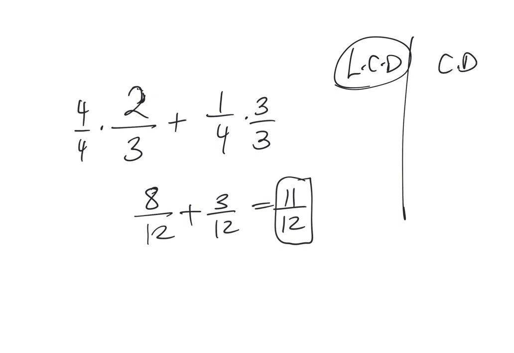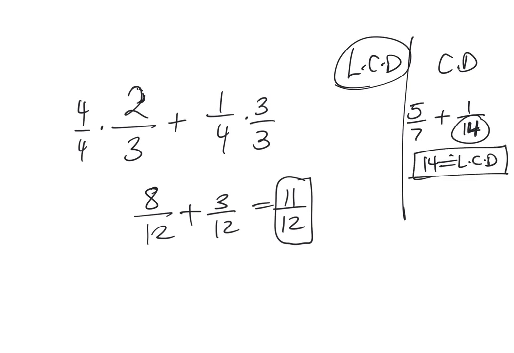So for example, if you have 5 over 7 plus 1 over 14, and let's say you forget for whatever reason that 14 is the LCD. If you don't use 14 and you multiply the left side by 14 over 14 and the right side by 7 over 7, I don't recommend this, but if you do it for this particular problem, you will still get the right answer if you simplify it at the end.